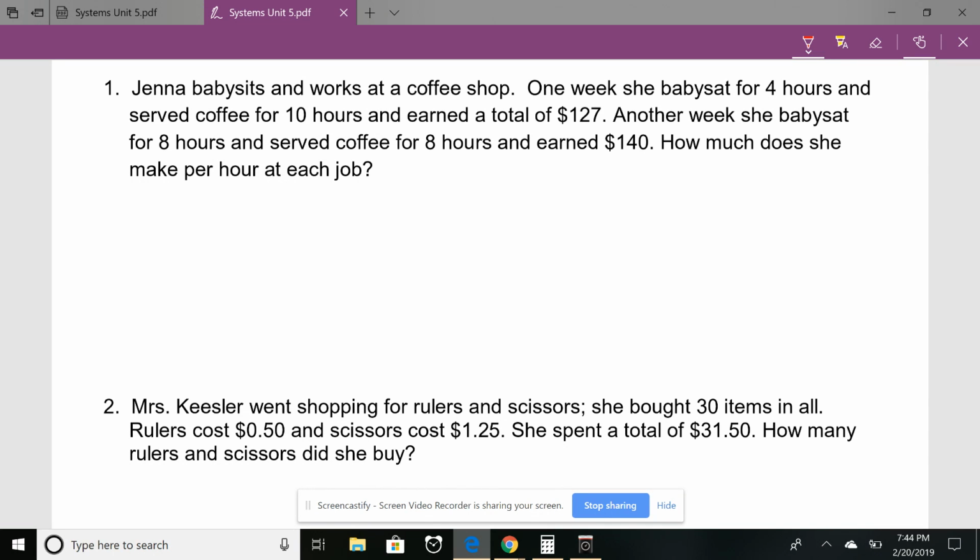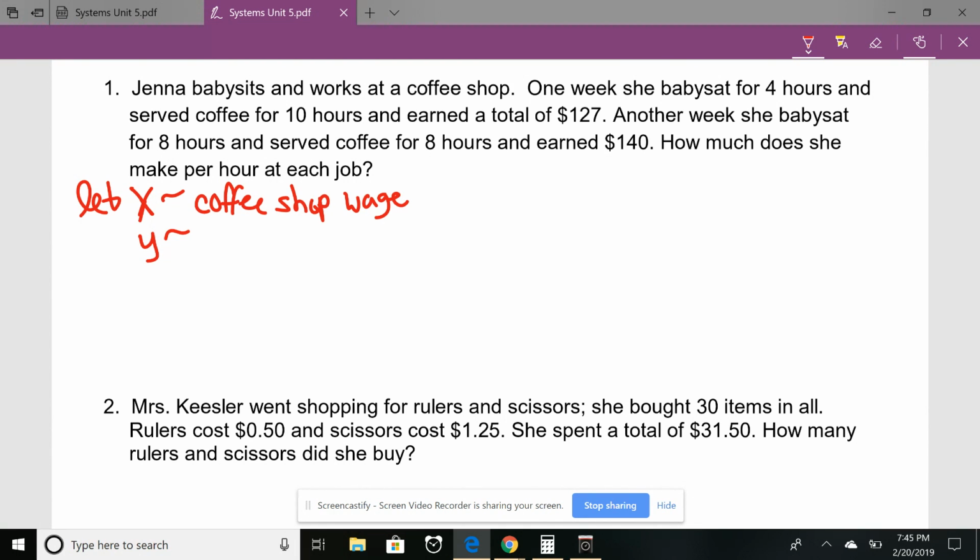So we have to define our x's and y's first. We have to figure out the two things we are looking for, and usually they ask that in the end question. Now the last question asks how much does she make per hour at each job. So x is going to be the coffee shop wage. That's how much money she's going to make at the coffee shop.